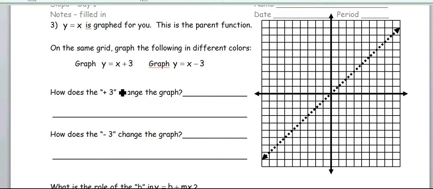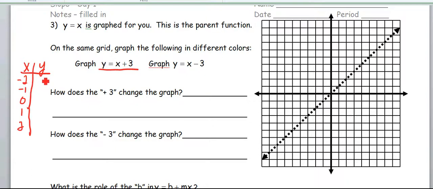Hopefully you're using your calculators. What we're going to do is graph y equals x plus 3. So you're going to go to your y equals and put in the x plus 3. And again, we're going to use the x values -2, -1, 0, 1, and 2.